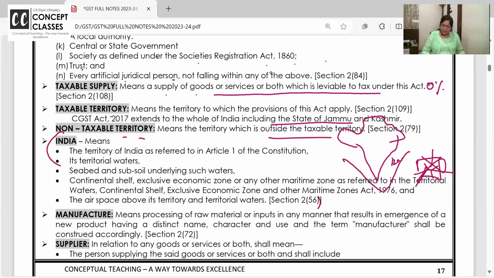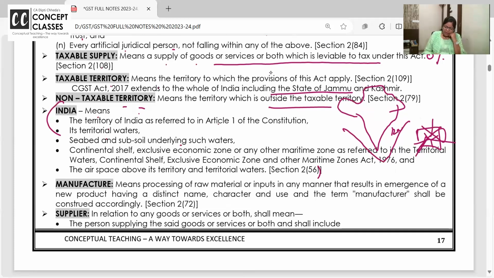So, India includes the territory of India, territorial waters, seabed, subsoil. All the crude oil extracting industries are so far down in the Indian Sea, mostly Gujarat, Kandla, Arabian Sea, right? Very well, GST is applicable. Continental shelf, EEZ, exclusive economic zone, airspace, all.